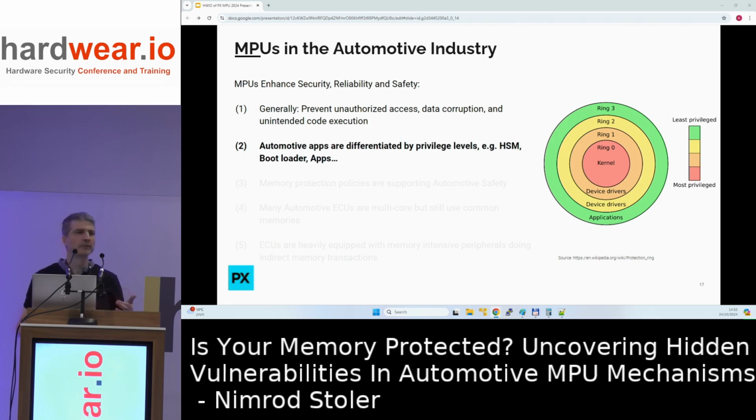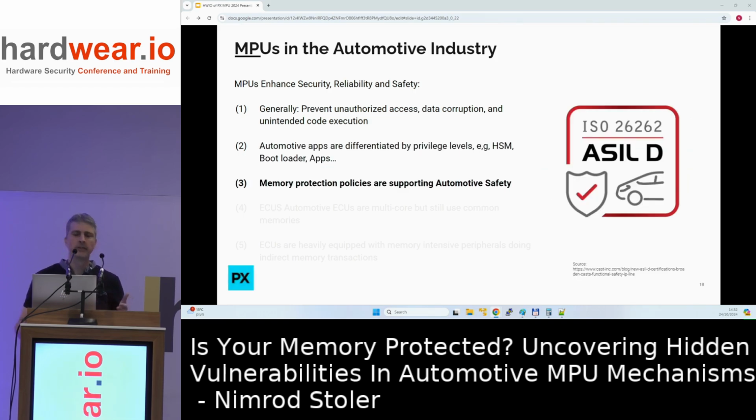Secondly, automotive ECUs, electronic control units, frequently use software components running at different privilege levels, such as HSM firmware, bootloaders, secure boot processes, all the way to third-party applications, which are regarded as least privileged. MPUs are best positioned for such challenges as they natively monitor both the privilege level of each memory access request and the source that requested that memory transaction.